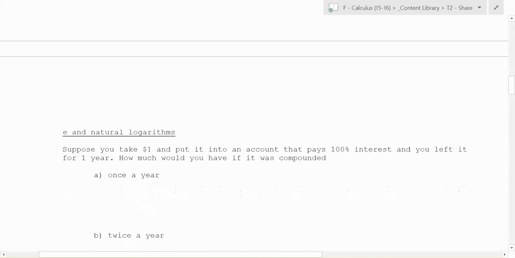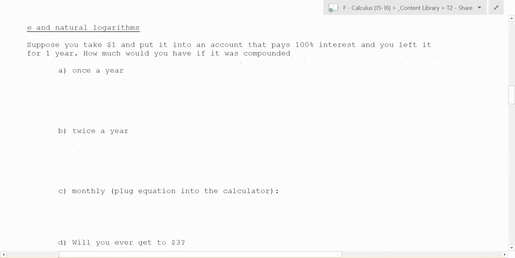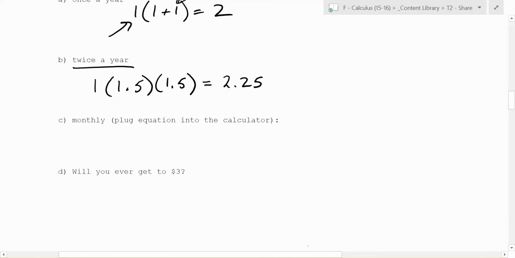Okay. So here is a fun question. How many months are there in a year? 12. So instead of 100% being done once or twice, we're doing 100% how many times? 12 times. So it's our initial amount times 1 plus 100% over 12. That's 1 month, right? But how many times do we need to do that? 12 times. We need to do it 12 times.